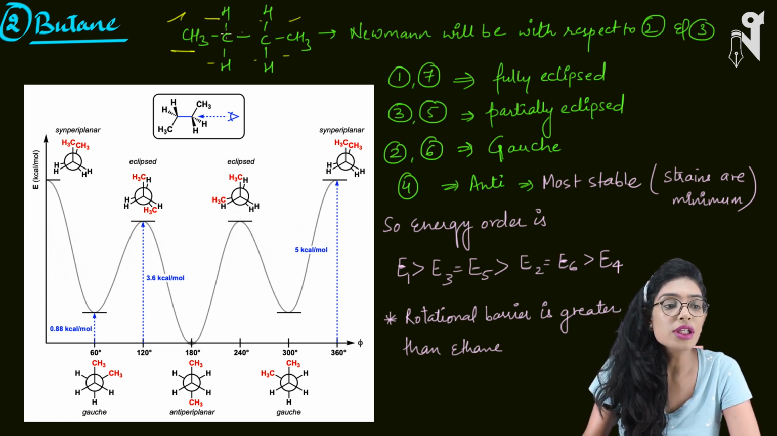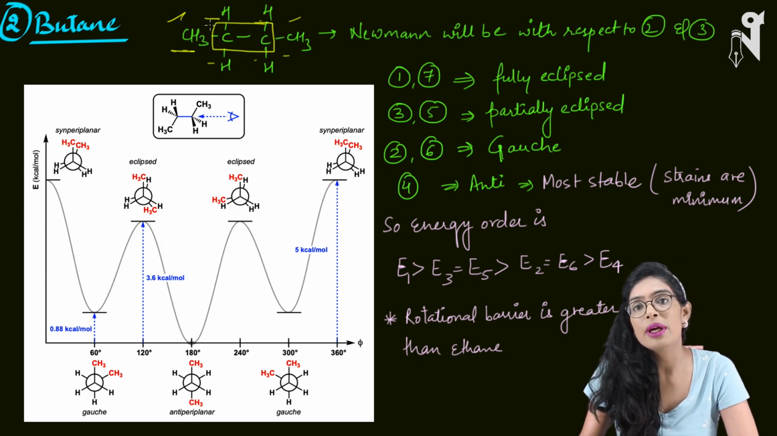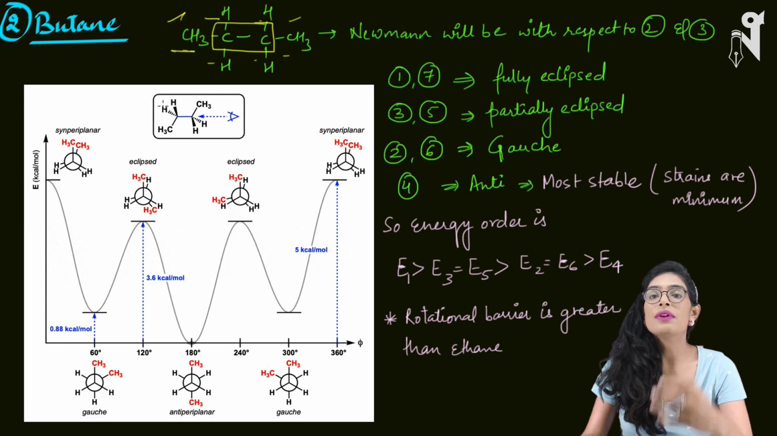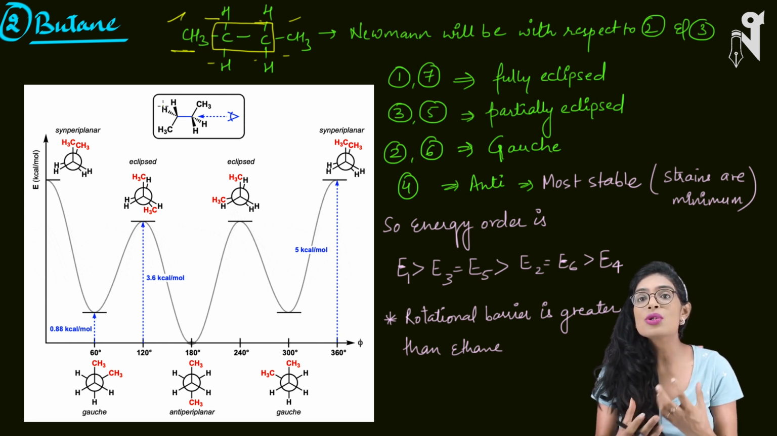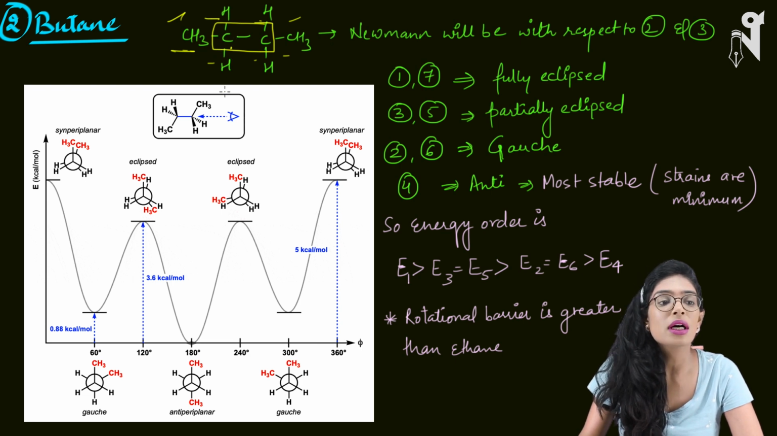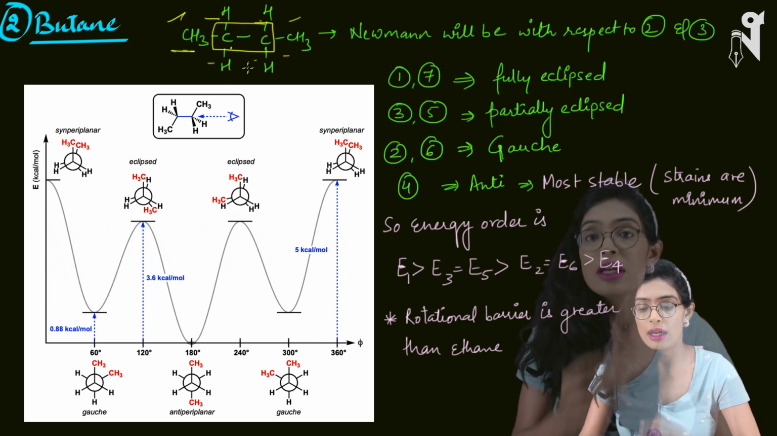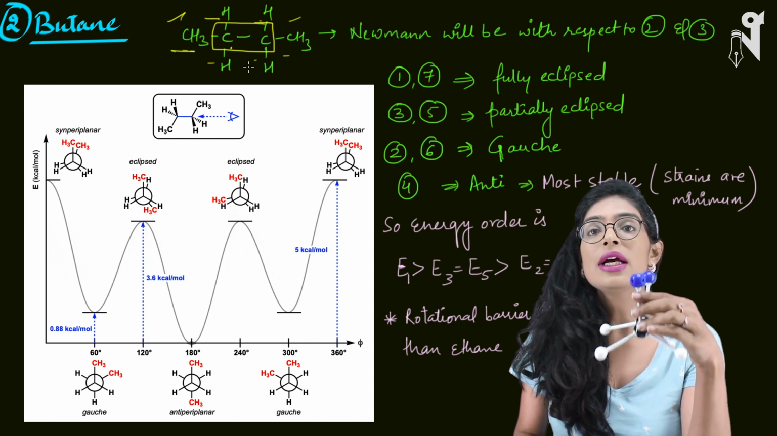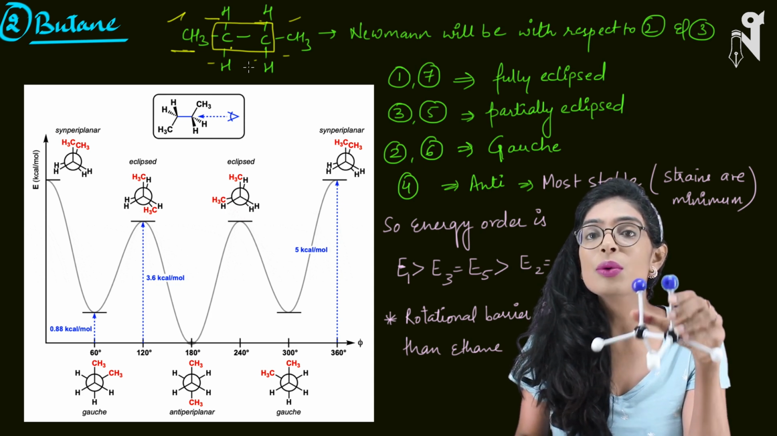So here, out of these four, these two are the middlemost carbons, and we will be forming the conformations, or the Newman projection, using these two carbons. This one carbon I'll be referring to as the front carbon and the other carbon I'll be referring to as the back carbon. So this is how exactly your butane will look.